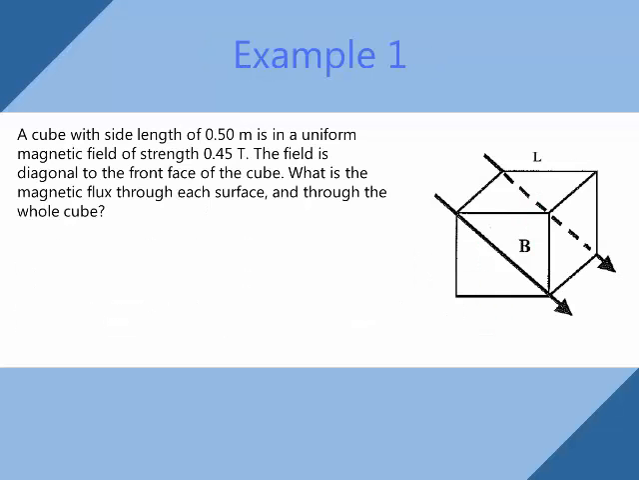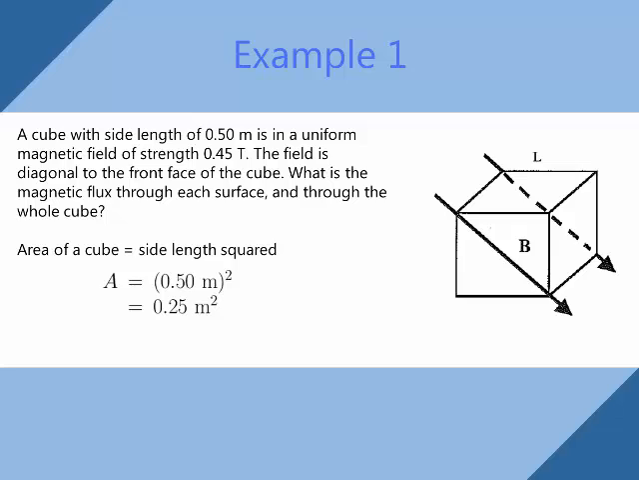In our first example, we have a cube with side length of 1/2 meter in a uniform magnetic field of strength 0.45 teslas. The field is diagonal to the front face of the cube. We would like to know what the magnetic flux is through each surface and through the entire cube.